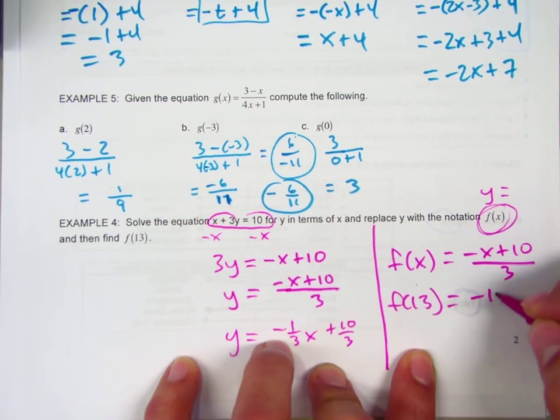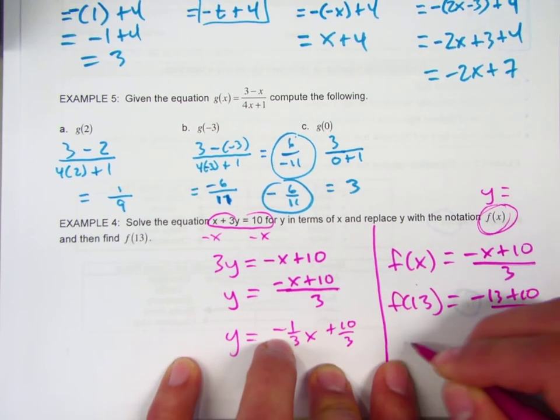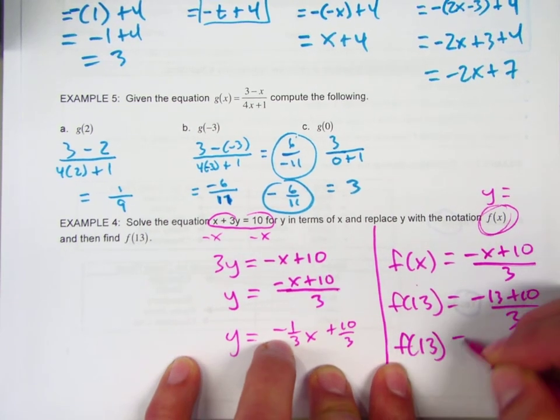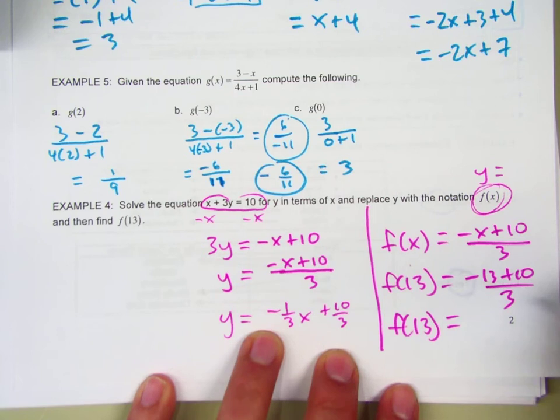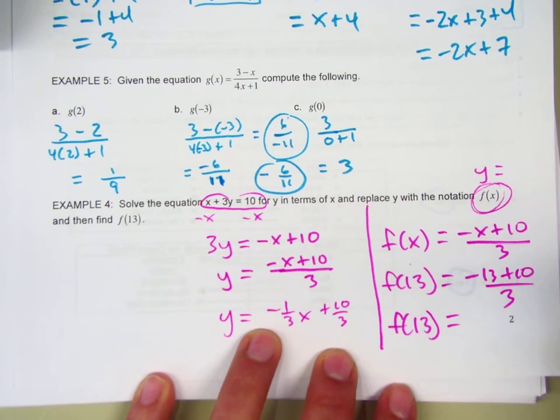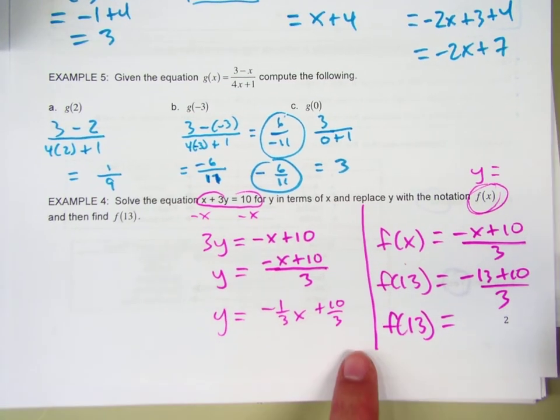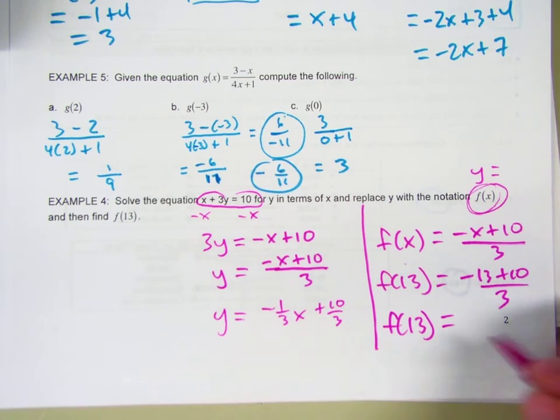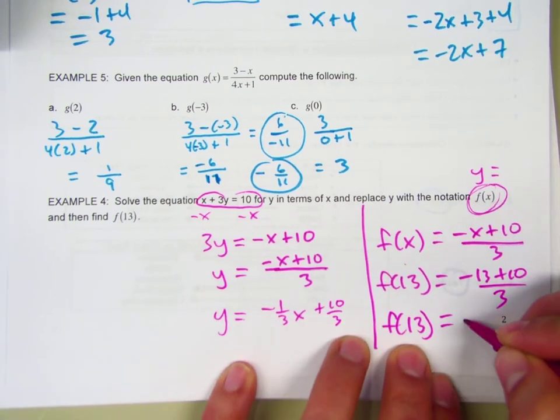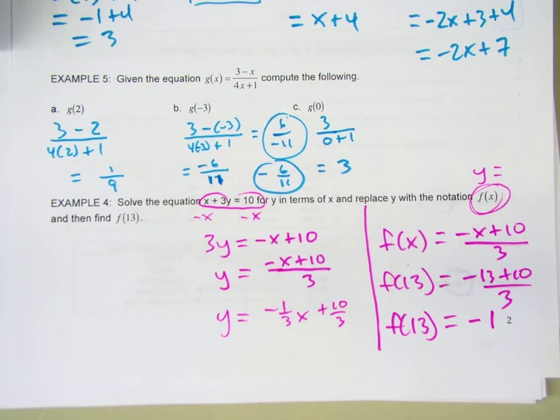Okay, so these problems aren't too hard. It's just a matter of understanding what the directions want you to do, right? And then following through and simplifying and making sure you don't make any little freshman year algebra mistakes. Okay. Let's see, what should this be? Negative 3 plus 10. Negative 3 divided by 3. I'm getting negative 1. Okay. Does that make sense?